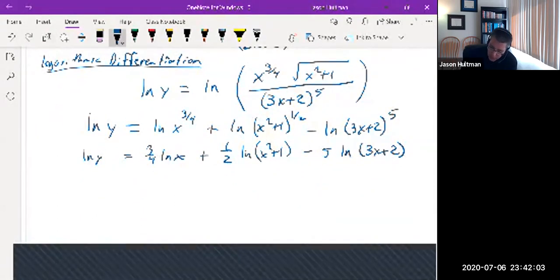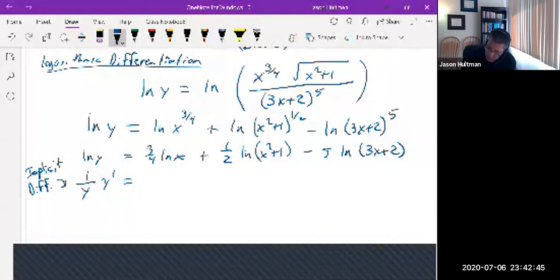Okay. So now let's take the derivative of this thing in pieces. So what would be the derivative of the natural log of y? Remember, y is a function of x, so this is like u. So that would be 1 over y times y prime. That's implicit differentiation. We're doing implicit differentiation there.